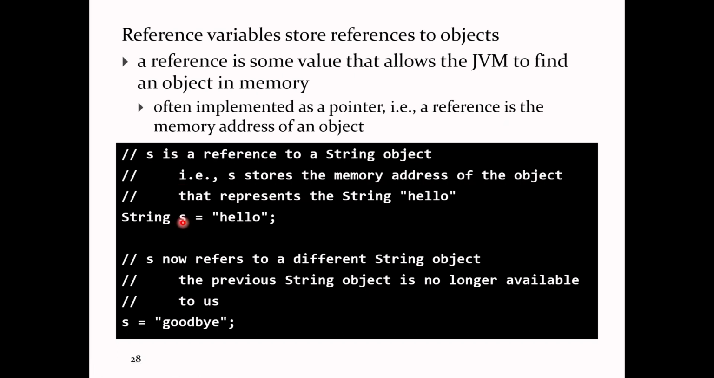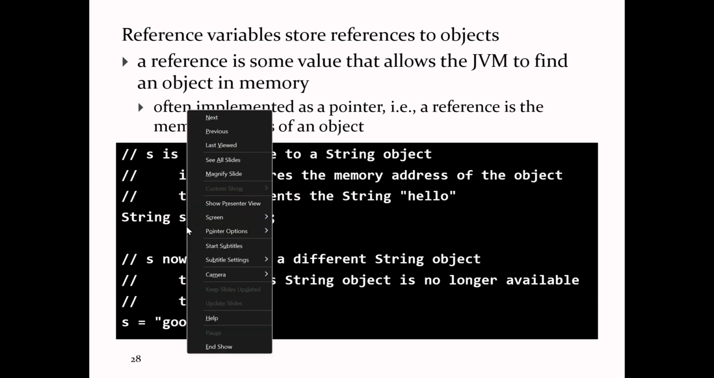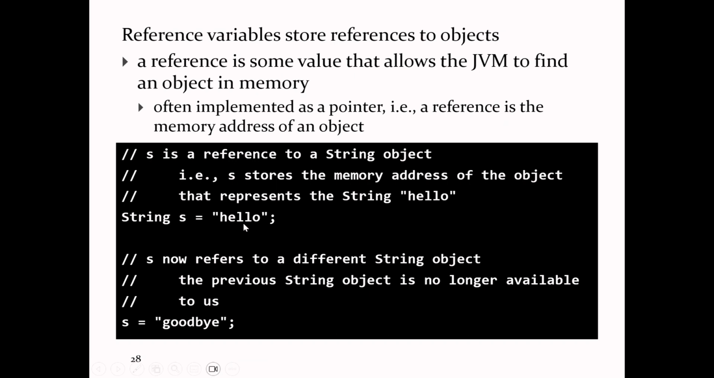So in this particular case, the variable s does not store the object that represents hello. The object that represents hello is not stored with s. Instead, what's stored with s is a reference to the object that represents hello. And a reference is just some value that lets the Java virtual machine find an object in memory. That sounds an awful lot like a C pointer, and in fact, that's often how it's implemented inside the Java virtual machine. So a reference is often just a pointer. You can think of s, because you've learned C, as just a pointer to some object that represents the string hello.